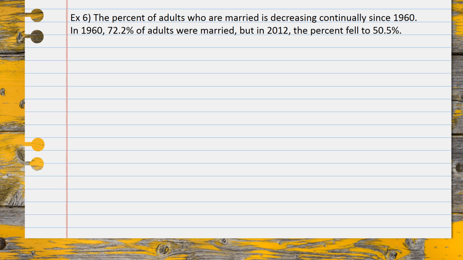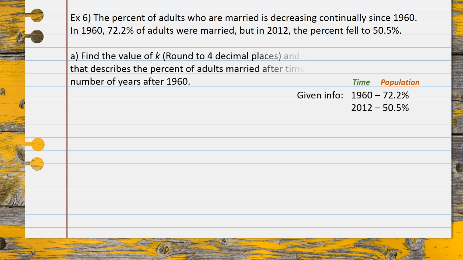Now notice they've given us some information. They said in 1960, 72.2% of adults were married. They also told us that in 2012 the percent fell to 50.5%. Notice this information. 1960 and 2012 are years, which are a measurement of time. And then the percentages, 72.2% and 50.5%, are the percent of the population. So keep that in mind.